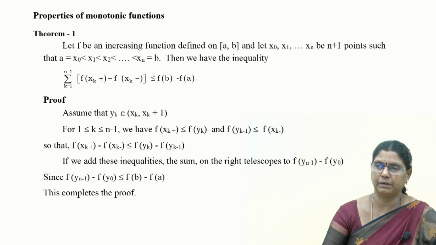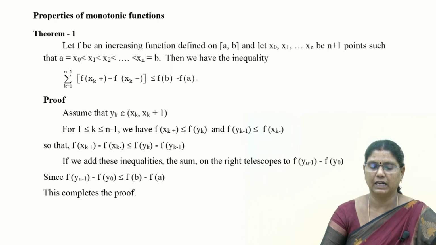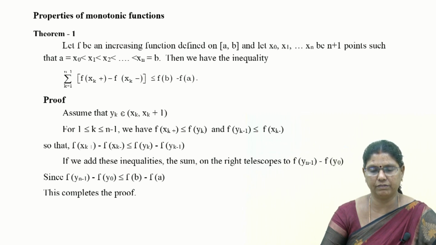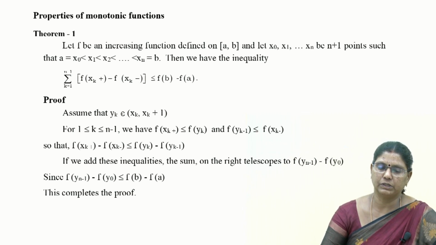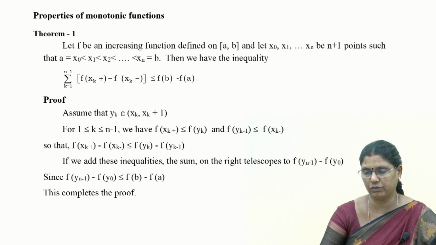Here f(xk+), as we have discussed already, denotes the right hand limit of f at xk, and f(xk-) denotes the left hand limit of f at xk. To prove this, first let us assume that yk is an interior point which belongs to the kth subinterval, say (xk, xk+1), for 1 less than or equal to k less than or equal to n minus 1. We can have f(xk+) less than or equal to f(yk), and f(yk-1) less than or equal to f(xk-).